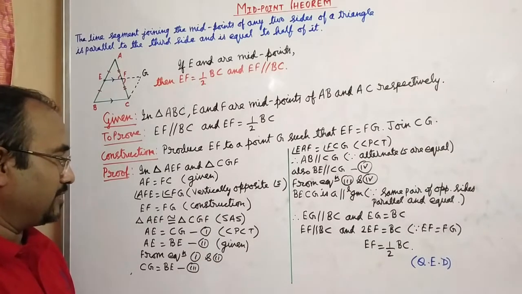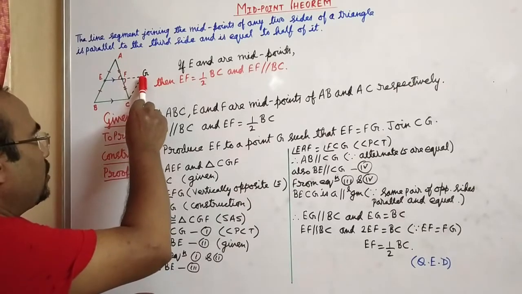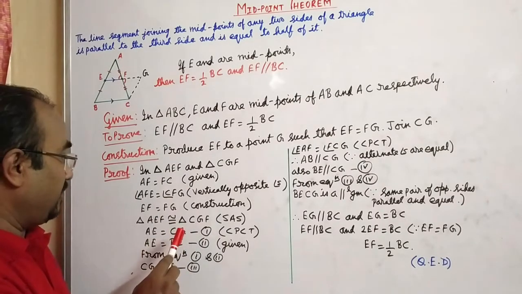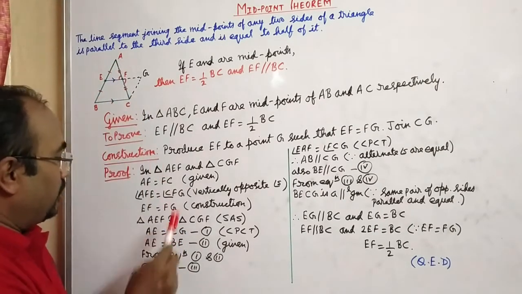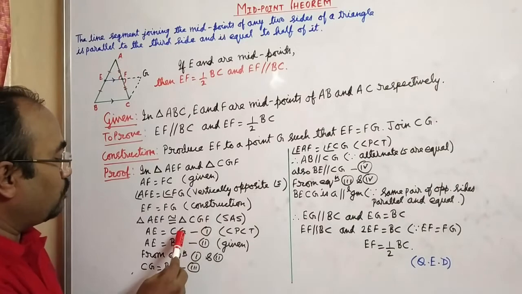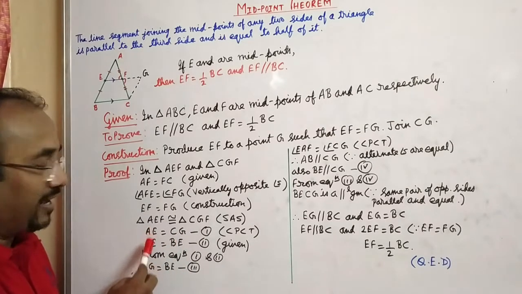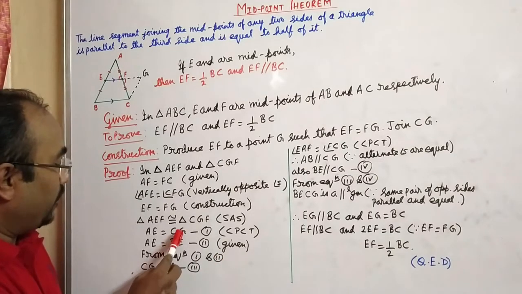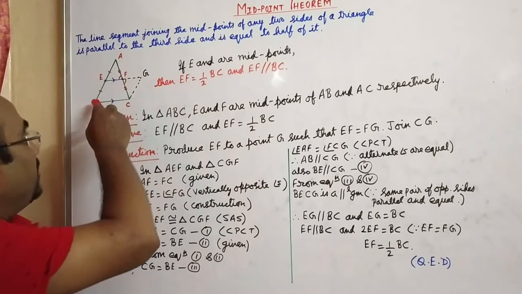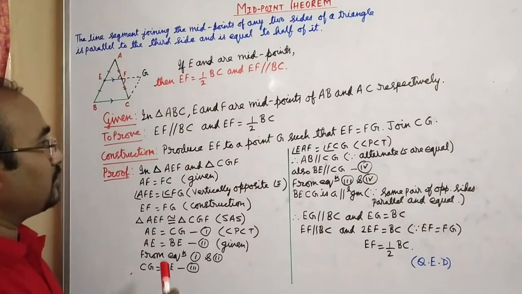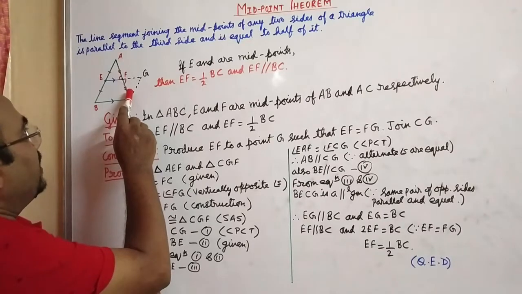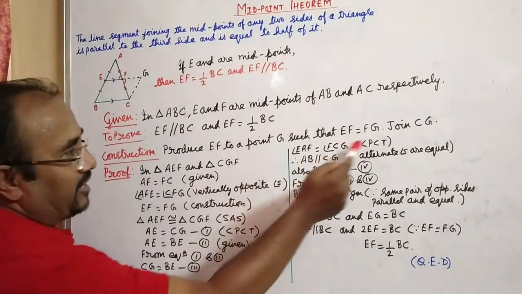Once these two triangles are congruent, I can write AE equal to CG by CPCT and name it as equation 1. And then this AE is also equal to BE, which is equation 2, that was given. Now both CG and BE are equal to AE. So from equations 1 and 2, we get CG equals BE, which is written here. So CG and BE are equal now. Because the two triangles were congruent, I can also write angle EAF equal to angle FCG. So I have written here this one.